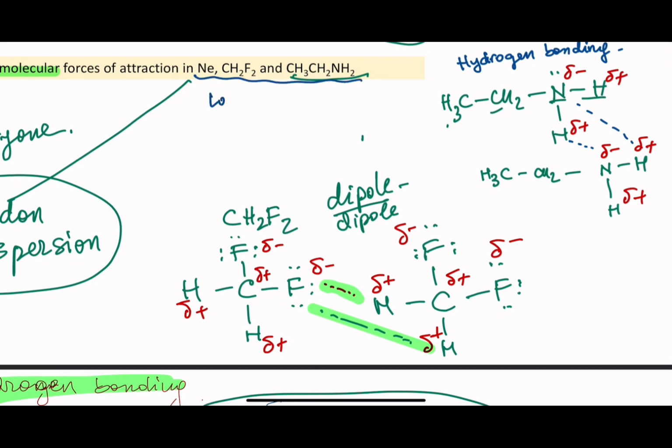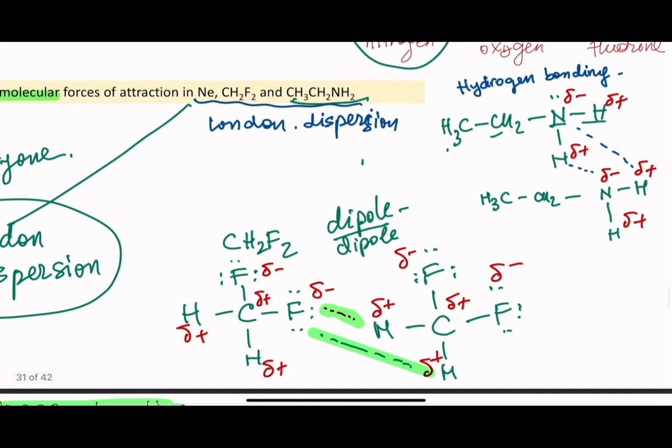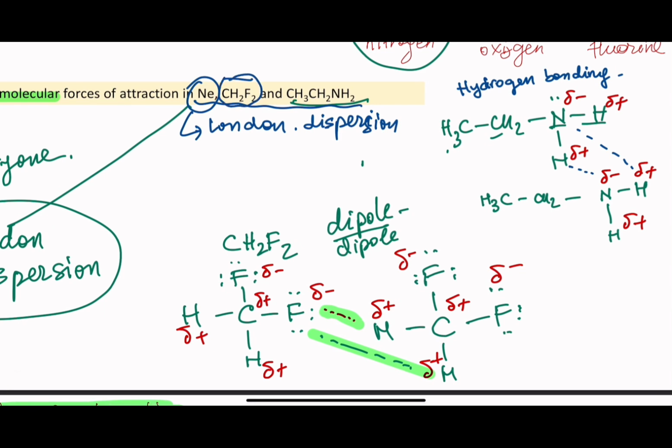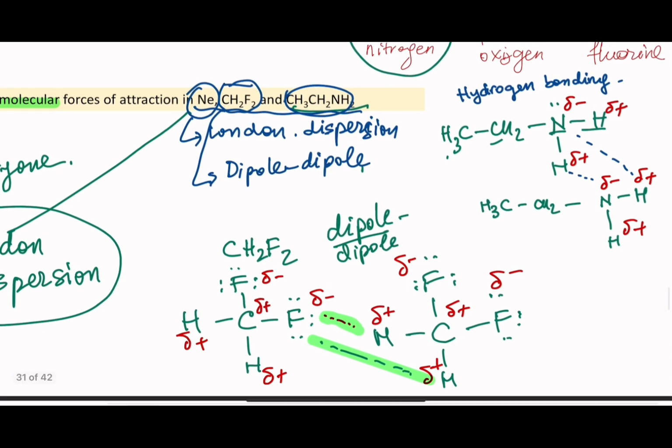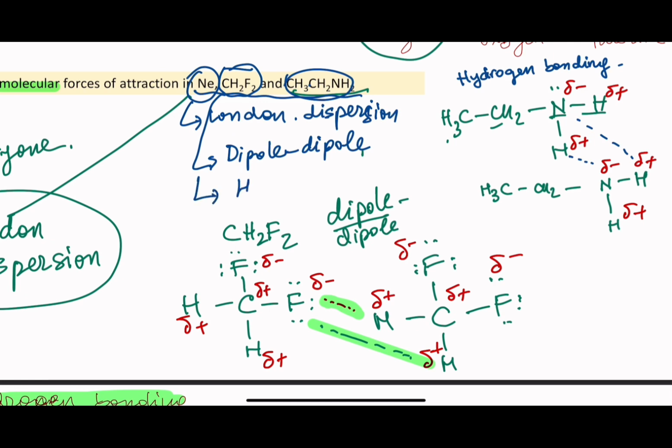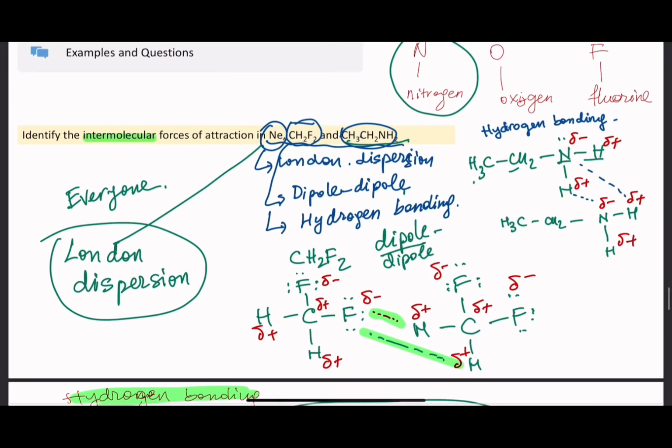Okay? But if you take them into account, we know that all of them have London dispersion force. But I told you that if we have dipole-dipole too, we don't care about London dispersion. So the first one will have London dispersion, and the second one, even though it has London dispersion and dipole-dipole, we only take into account dipole-dipole. And then the last one has hydrogen bonding and London dispersion and dipole-dipole, but we only take into account hydrogen bonding, because hydrogen bonding is stronger than any other.